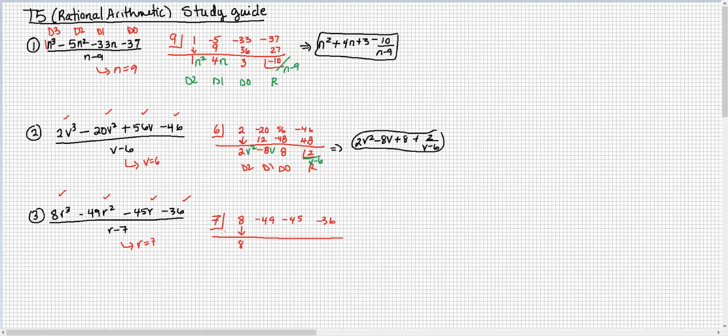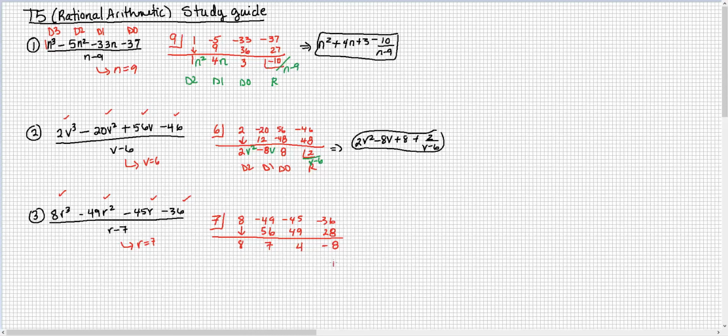Bring down the 8. 8 times 7 is 56. 56 and negative 49 is positive 7. 7 times 7 is 49. 49 and negative 45 is positive 4. 7 times 4 is 28. 28 and negative 36 is negative 8.